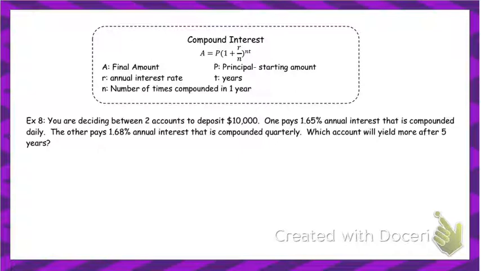So we've got two equations to set up here. So I've got two accounts with $10,000. One of them pays 1.65% annual interest, and it's compounded daily. So let's start with that one. So $10,000 times 1 plus 0.0165. Again, we write it as a decimal. Compounded daily, that's 365. And then 365, we want to know how much is there after 5 years. So I'm going to multiply that by 5.